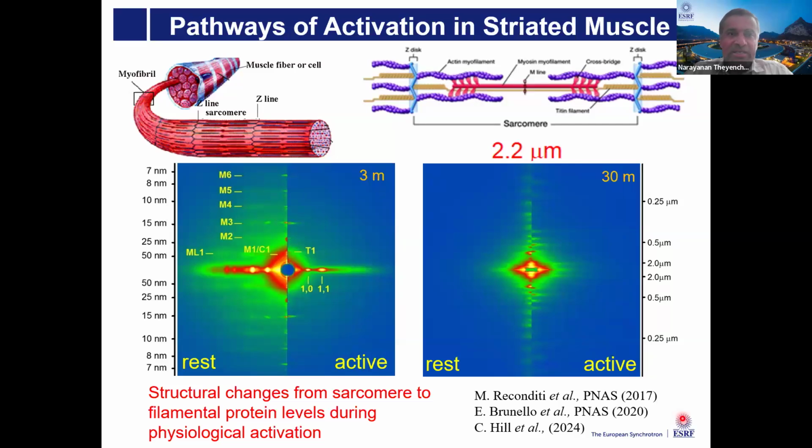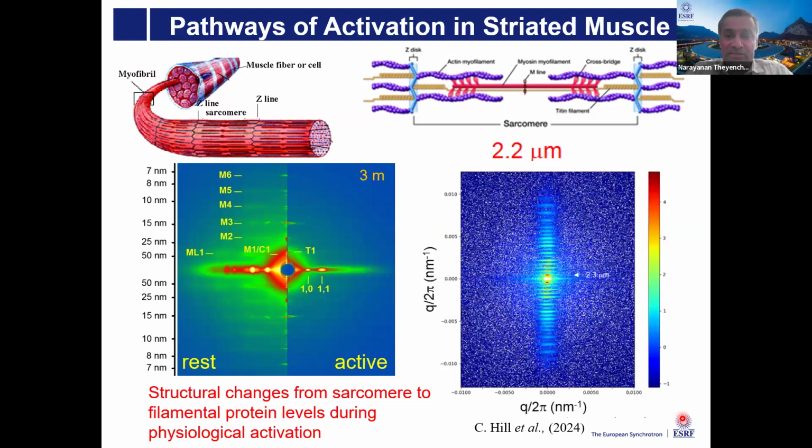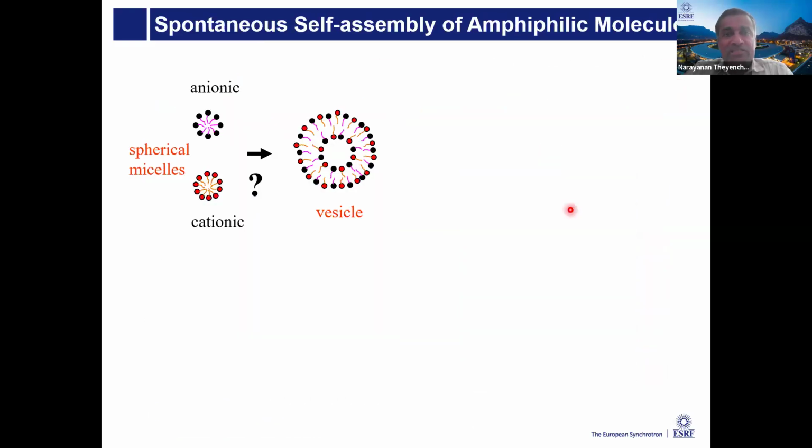Having shown some real life examples, now I want to go to the more synthetic side. Just with the EBS, you can see the improvement in the quality of the data. For example, one can resolve very high orders of the reflections of the circumlayer. So now I want to show more synthetic examples.